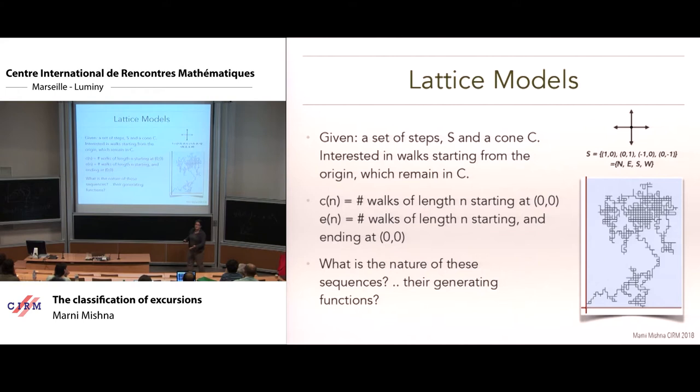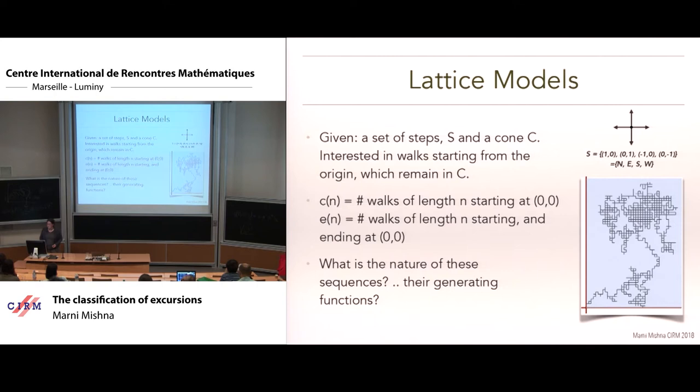So the question we asked is, in this universe, which is quite contained, can we determine the nature of the generating functions or the nature of these sequences via their generating functions? Okay. So that is the universe. But like I said, Mireille did a great job of explaining that.